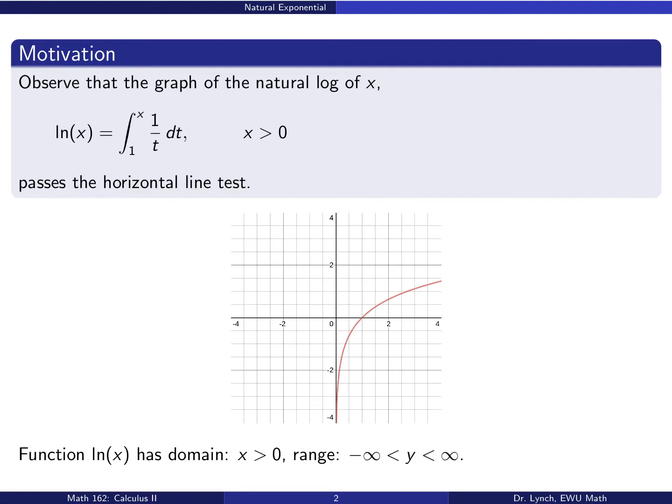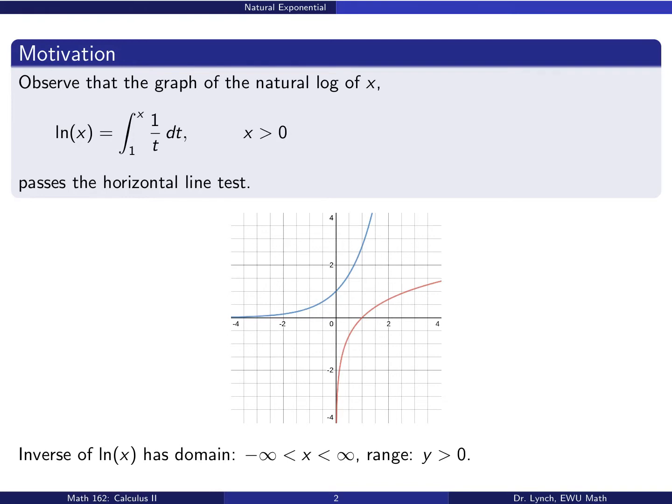We just talked about the natural log of x, and I want to point out that the graph of the natural log of x passes a horizontal line test. Of course, the natural log has domain x greater than 0 and range y achieves all real numbers. Since the graph of that function passes a horizontal line test, the natural log function has an inverse. And the graph of that inverse is again found by rotating or reflecting the graph of the natural log function about the line y equals x.